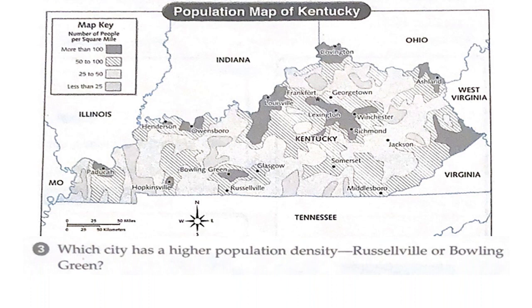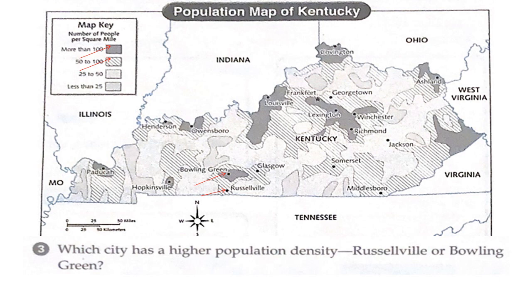Question number 3, which city has a higher population density? And then they give me 2 cities, Russellville or Bowling Green, so I need to compare. Step 1, I locate them on my map. Bowling Green, Russellville right below it. Perfect. Then I look at the pattern that these 2 places show on the map, and I see that Bowling Green, if I compare it with my map key, it's got more than 100 people, so lots of people living down there. And Russellville, on the other hand, it's got 50 to 100 people per square mile, which is lower than Bowling Green. And my question again is asking me which city has higher population density.